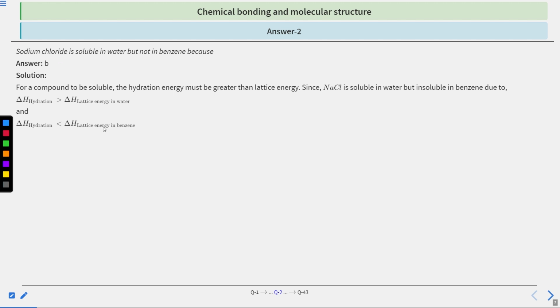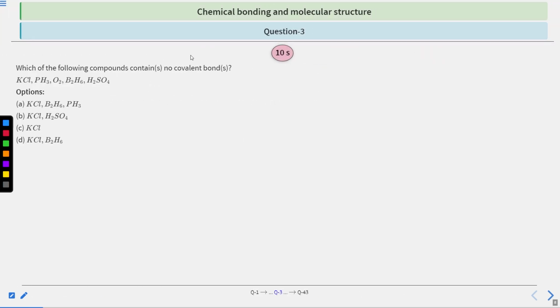Okay. So moving to next question, that is question number 3. Which of the following compounds contains no covalent bonds? KCl, PH3, O2, B2H6, H2SO4. We have to select among them. So you have 10 seconds to solve this question. After that, we will see the answer.